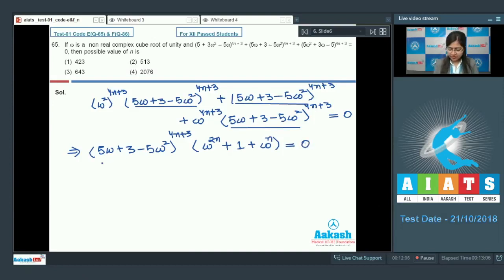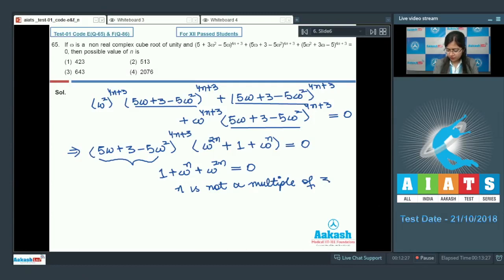Now we know that this value is not equal to 0. So 1 + ω^n + ω^(2n) is definitely equal to 0. And we know that this is equal to 0 if n is not a multiple of 3. Now, from the given options, we can see that option number 3, that is 643, is not a multiple of 3. So this is the correct answer.